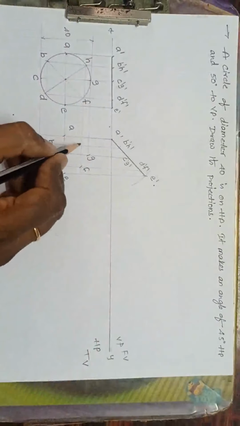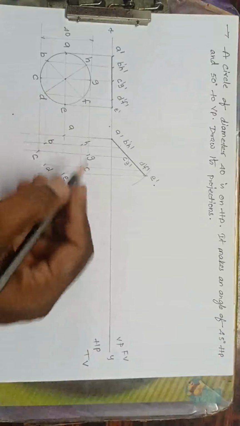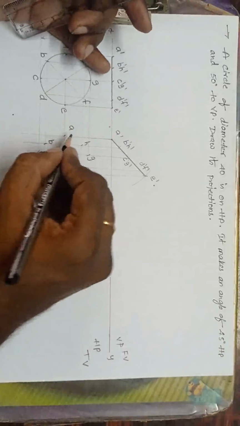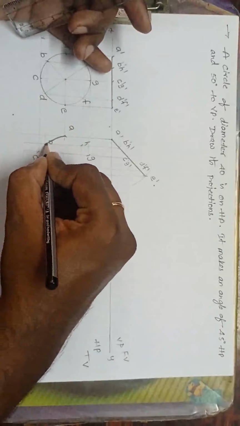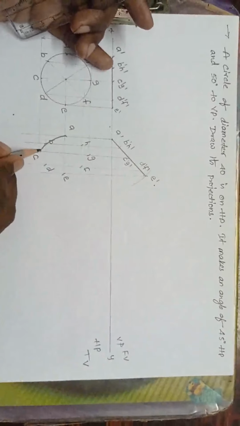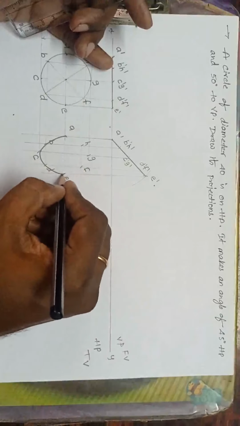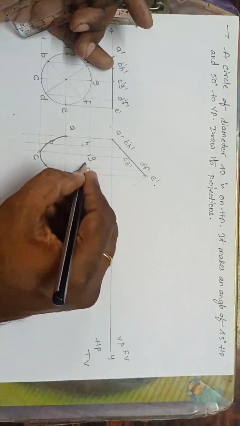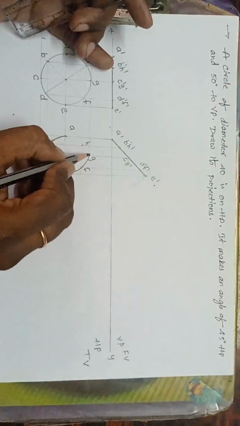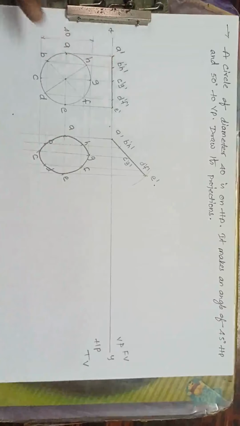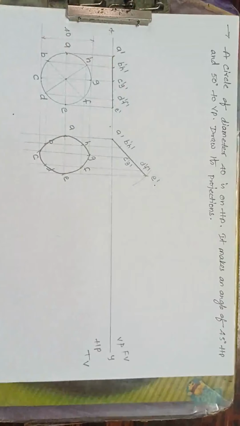Okay, now this is H. Join all the points, you'll get an ellipse. See here, this is A, B, C, D, E, E, F, F, G, G, H, H, A. I'll get the ellipse here. Done.